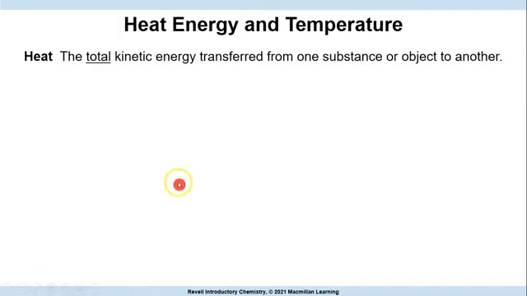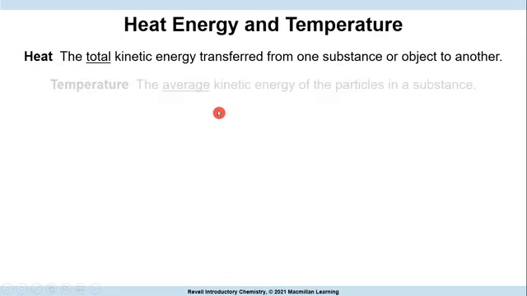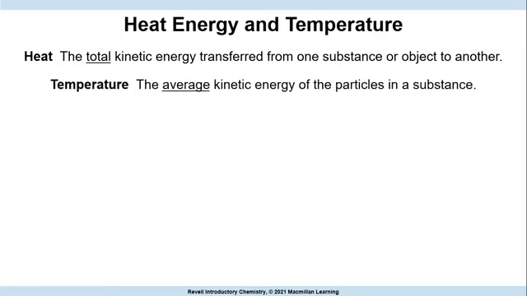So when we talk of heat, at times we often confuse the difference between heat and temperature. So let's make it clear here. When we talk of heat, we are talking of the total kinetic energy that is transferred from one substance or object to another. So with heat, there is transfer of energy. Now, temperature is simply the average kinetic energy of the particles in a substance. So heat involves the transfer of kinetic energy, while temperature simply is the average kinetic energy of the particles within a substance.